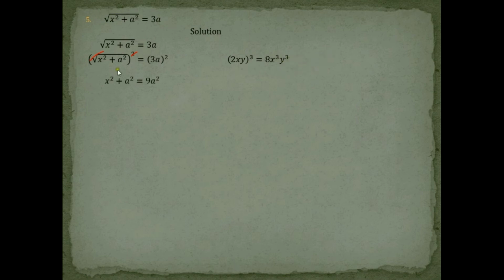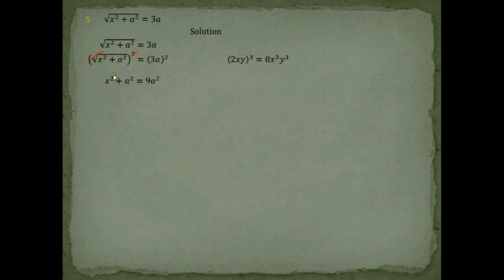So therefore we're going to be having x squared plus a squared equal to, now what is 3 squared? 9. And what is a raised to the power of 2? a squared. So please don't get it twisted, don't mix it up. Don't just write it as 3a squared. No. Remember, everything is inside the bracket, so everything is going to go along for that.